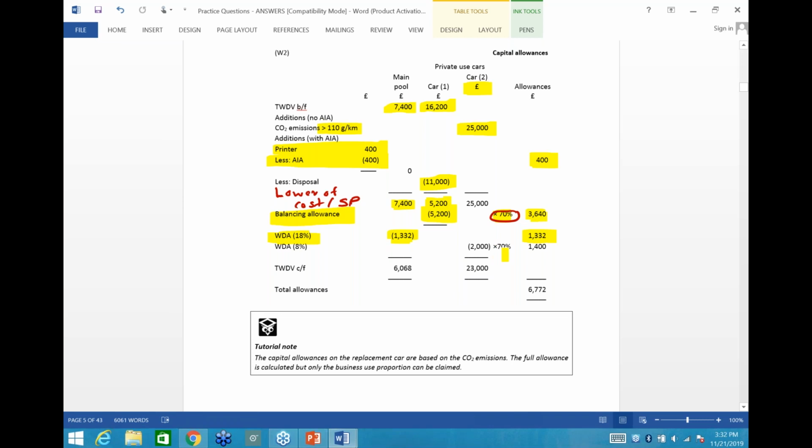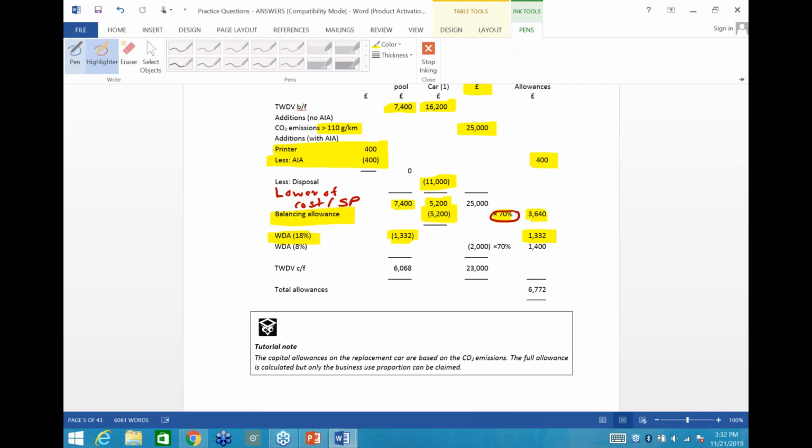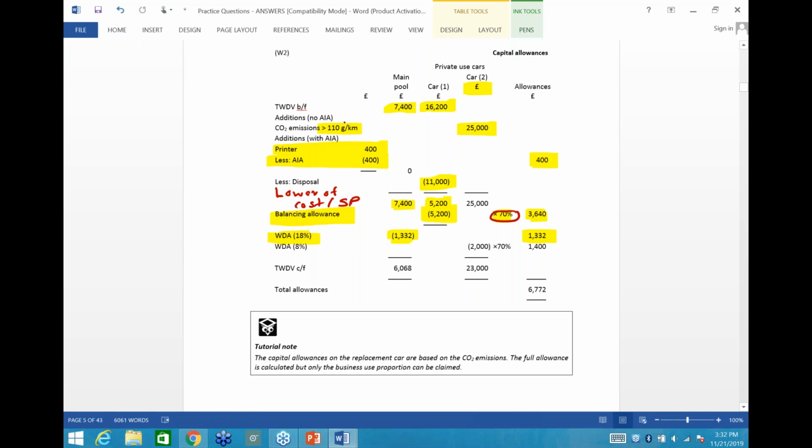But don't forget that this is a high emission car. Therefore, the WDA that I can claim is not 18%, it's only 8%. Hence, on the value of this car, 25,000 pounds, I can claim only 8%, which is 2,000.